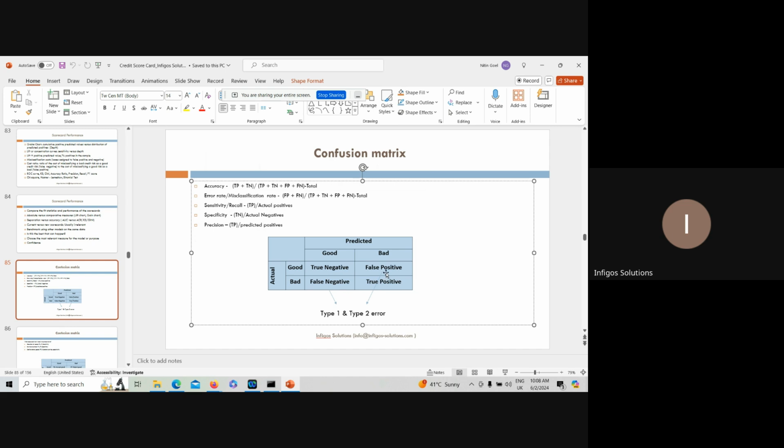When you have false positive, it's type 2 error. When you have false negative, it's type 1 error. You might have heard about type 1 and type 2 error. Yes. Okay.